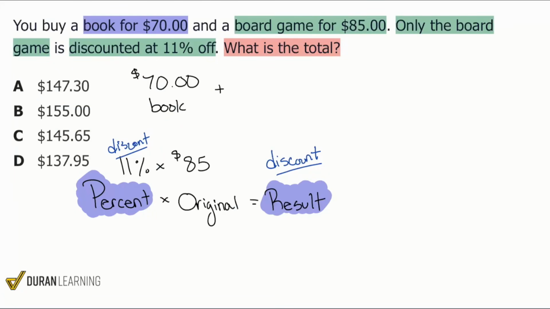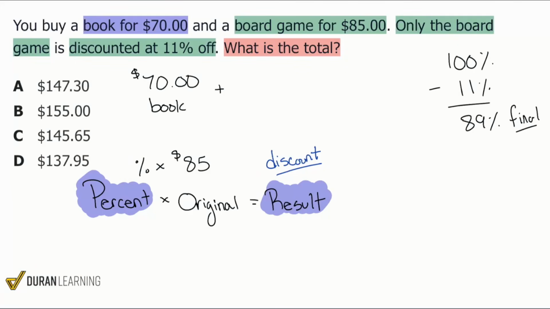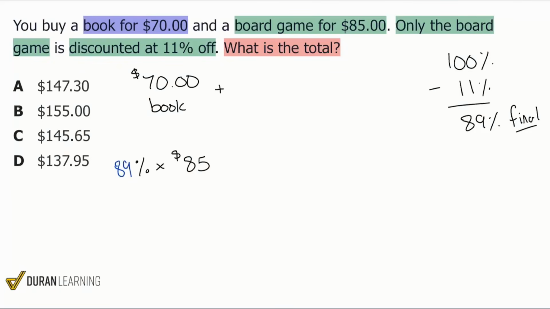So the better way, the faster way to go about this is to not use 11%. Let's use the original price minus the discount, and that gives us 89%. That's the final for the board game. That's the percentage that we should use because it'll give us a much clearer shot at getting the final number. So here we go, 89%, and that is the final amount. So now we're good to go. So allow me to remove this, and let's get to work.